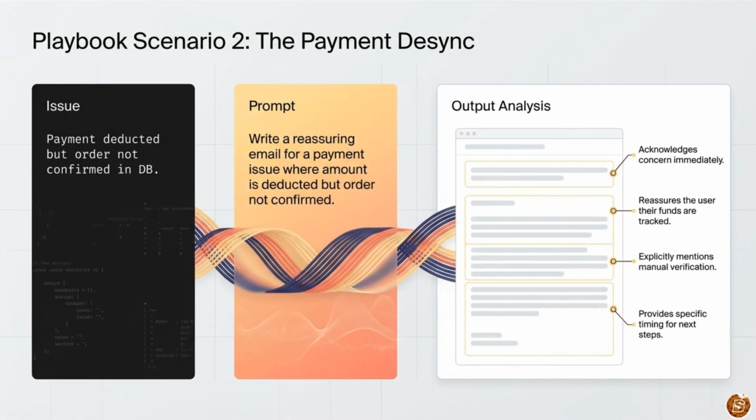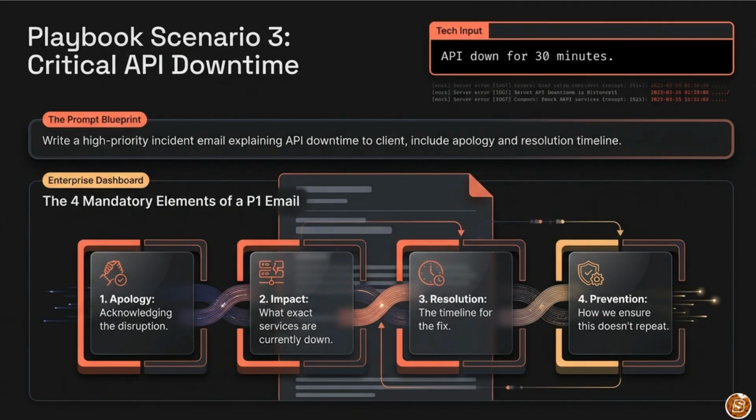For a payment desync, the prompt asks for a reassuring tone. The AI output succeeds by acknowledging the concern immediately and providing specific timing for manual verification. When dealing with critical API downtime, follow the 4 mandatory elements. Acknowledge the disruption, state the impact, provide a resolution timeline, and explain your prevention plan.